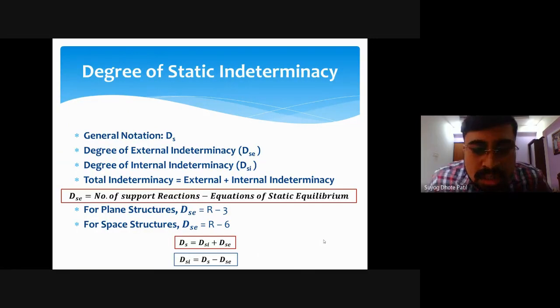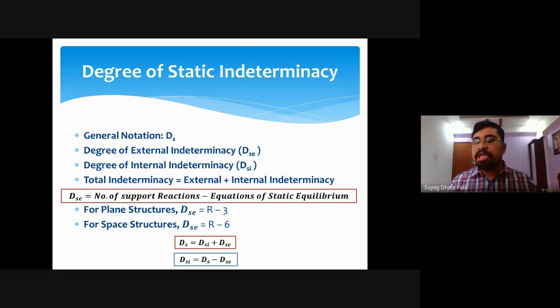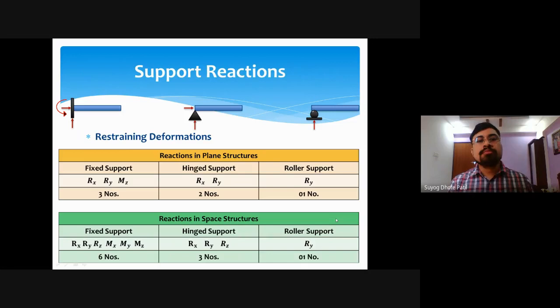Now we have seen the equations of equilibrium conditions. For plane structure and for space structure, we have this capital R. Now we will see what this value R is: the support reactions. There are basically three support types, and I assume that you are all aware of them. These three supports are fixed support, hinge support and roller support. For fixed support, there will be three reactions. For hinge support, there will be two reactions, and for roller support, there will be only one reaction.